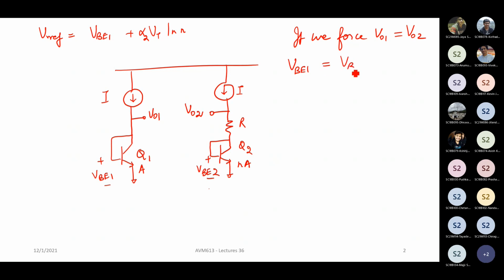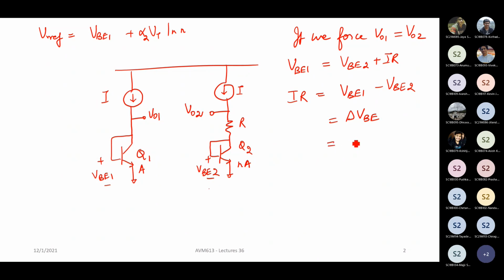VBE1 becomes equal to VBE2 plus I times R. Correct. VO1 is VBE1, VO2 is IR plus VBE2. So what happens to this IR here? IR is nothing but VBE1 minus VBE2. Now this is nothing but delta VBE. In yesterday's class, we had already seen what delta VBE is, right?